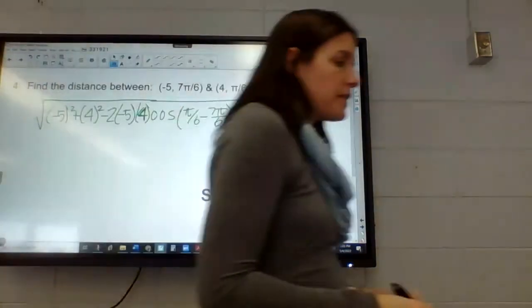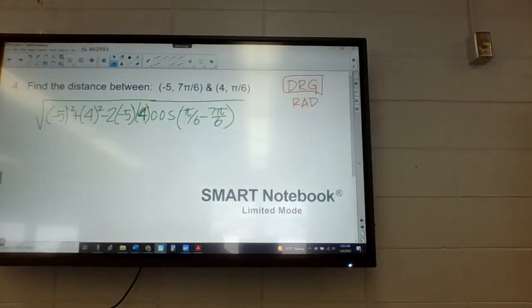Now, one of the things I noticed was I got one. Pi over 6 minus 7 pi over 6 should be negative 1 pi over 6 or negative pi. So that might be worth being aware of as you're going through this.